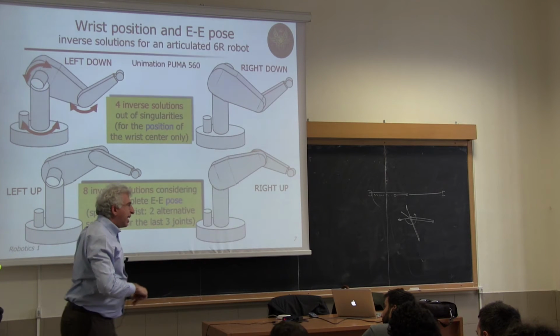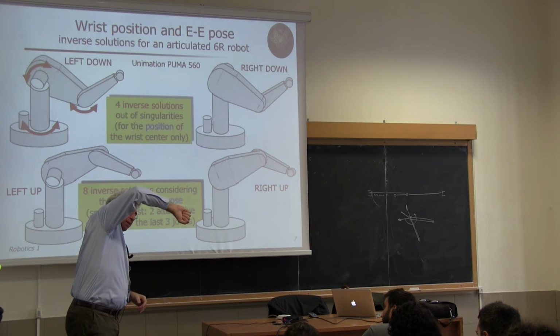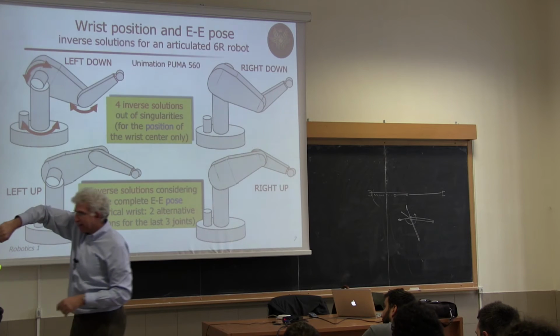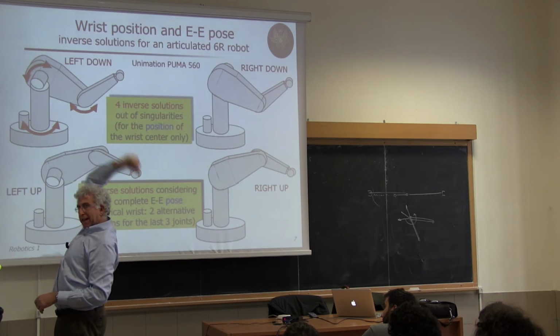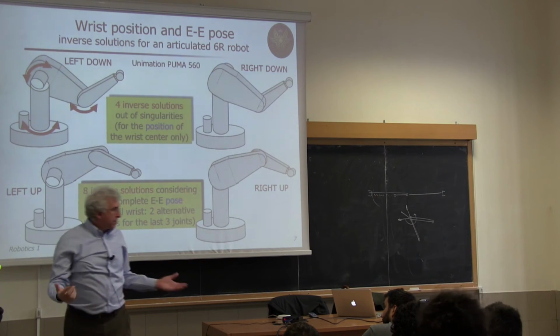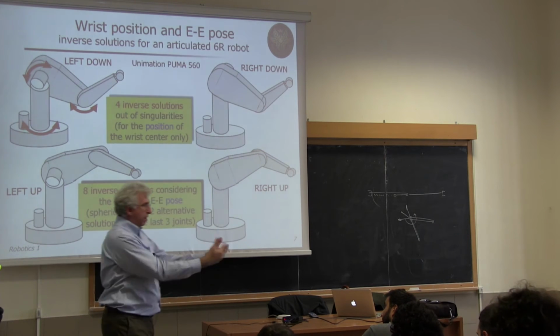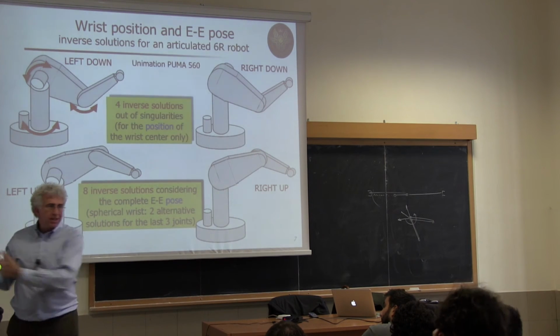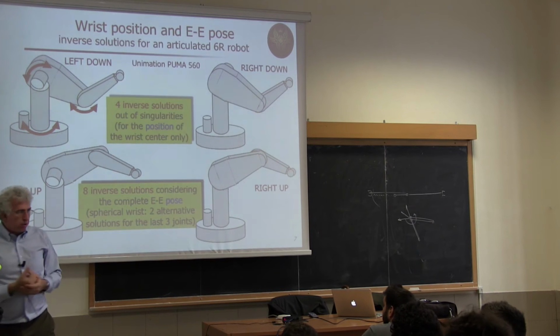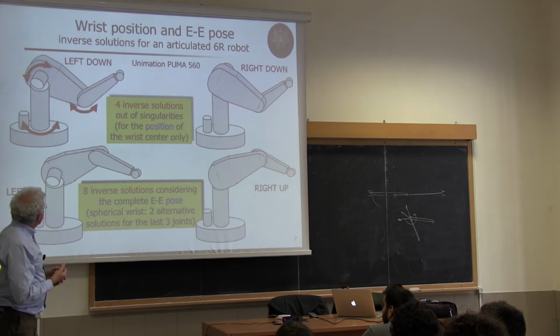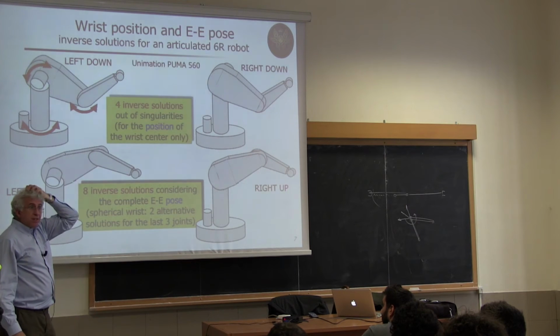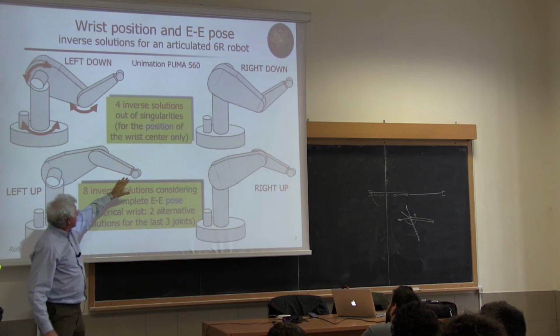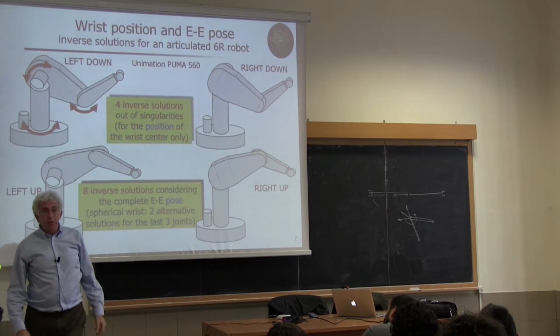Again, if I had the elbow up, then I rotate, I go down, elbow up, but this is a different configuration. So one is facing the point and one is having it on the back of the robot. Okay? So these are the four solutions for positioning the wrist center only.